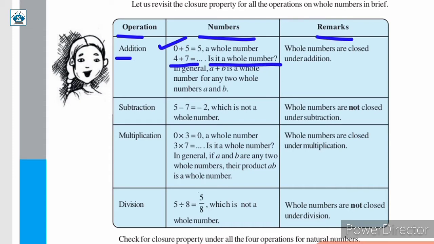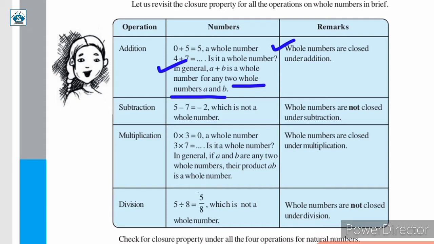So the answer is yes. 4 plus 7 is equal to 11, which is a whole number. So in general, a plus b is a whole number for any two whole numbers a and b. So the remark is: whole numbers are closed under addition. Here the meaning of this is, अगर कोई भी दो whole numbers को हम add करेंगे तो हमें whole number ही मिलेगा. That is why whole numbers are closed under addition.